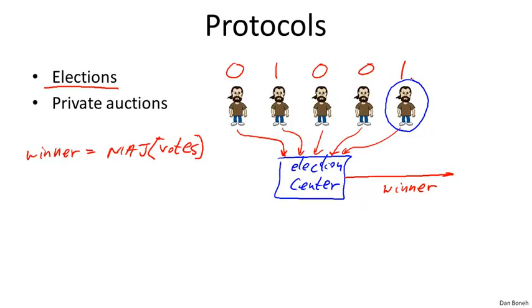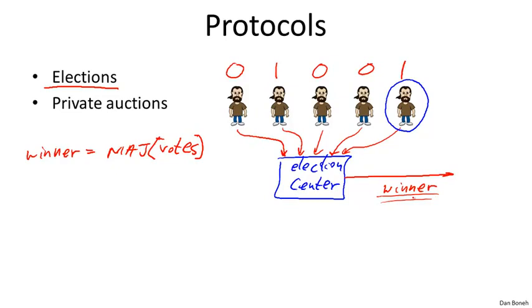So this is an example of a protocol that involves 6 parties. In this case, there are 5 voters and 1 election center. These parties compute amongst themselves, and at the end of the computation, the result of the election is known, but nothing else is revealed about the individual inputs.